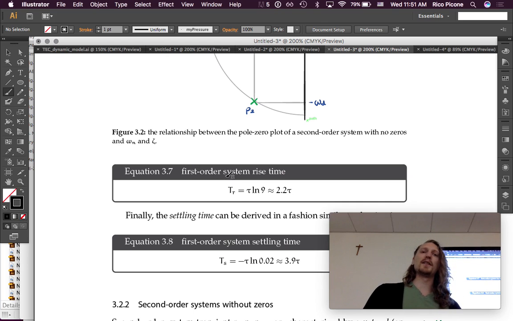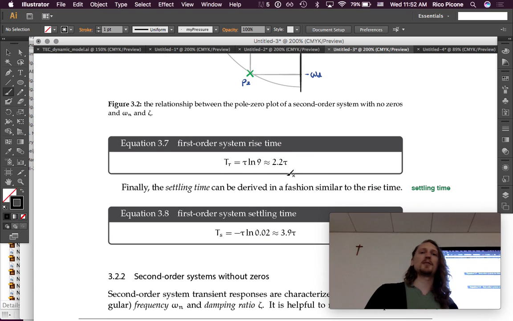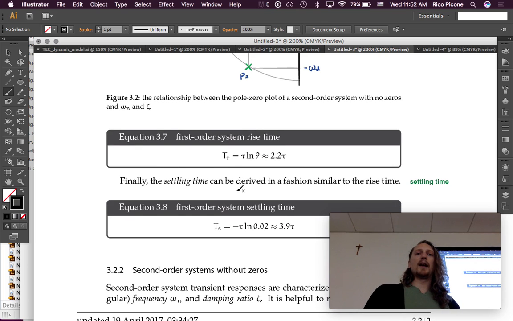So the first order system rise time, you can use a log property to get this expression: the rise time is tau times natural log of 9, which is approximately 2.2 time constants. Often we'll just use 2.2 time constants, but since we solved it analytically, we might as well express that. The settling time, so we found the rise time. Notice that we derived the rise time explicitly in terms of the time constant, so we know the relationship between rise time and time constant.